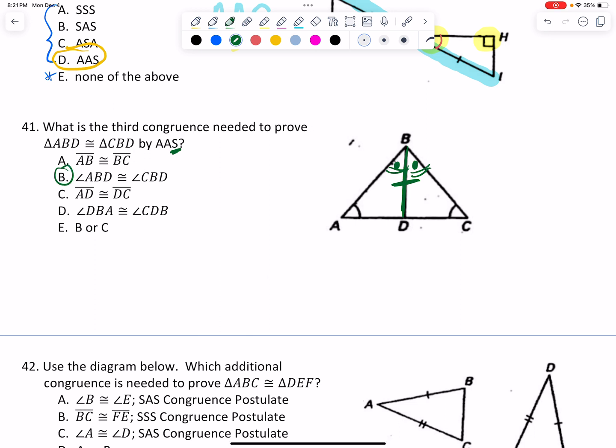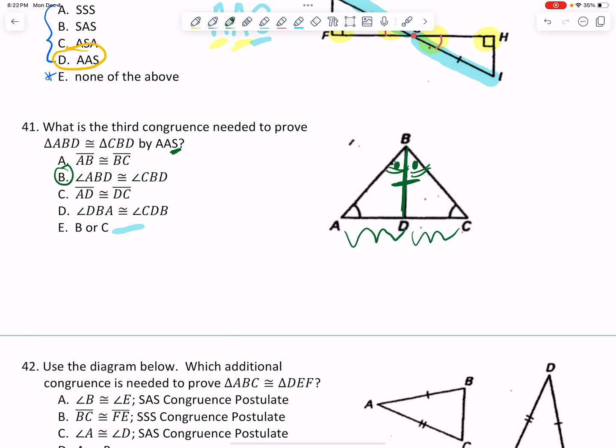But notice here, y'all, this is kind of tricky. This is actually really tricky. It's probably one of the hardest ones we've had so far. It says B or C as an option. So if B is right and C is right, then I'm going to choose E. So let's check C as well. This is where you have to read the question all the way through. Is AD going to be congruent to DC? Would that help for angle, angle, side?